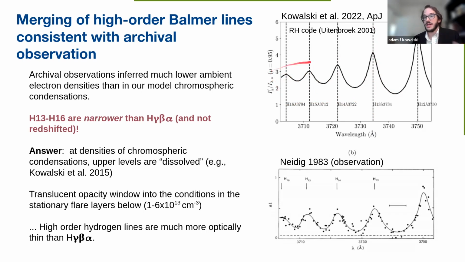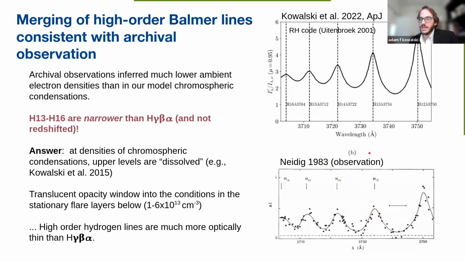That is, the upper levels of these transitions here are completely wiped out and dissolved due to non-ideal pressure ionization effects, so to speak. And so what you have is a translucent opacity window, and you're seeing deeper into the stationary flare layers, which are lower electron density, and therefore are giving you less broadening. We can compare to archival observations showing perhaps a reasonable agreement.